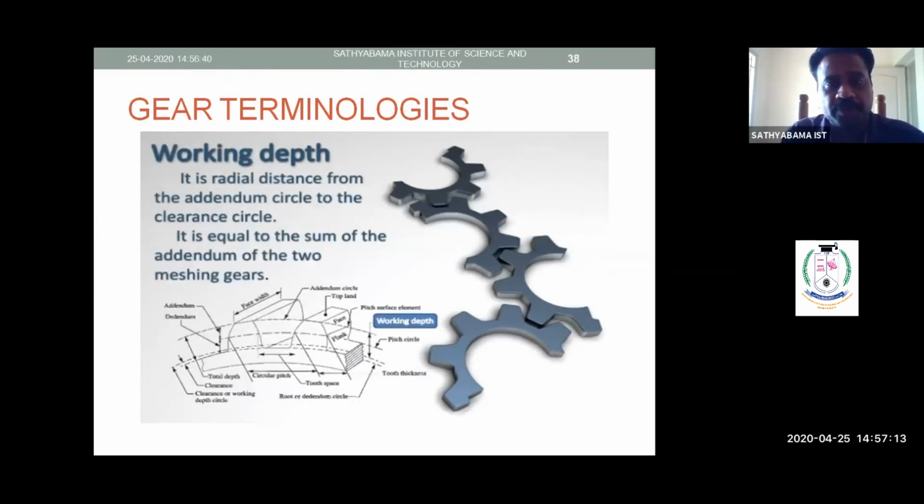Next, working depth. What is this working depth? Actually, it is the radial distance from the addendum circle to the clearance circle. Just now we saw what clearance is, the gap in the mating gears. It is also equal to the sum of addendum of two meshing gears. But it is not the same for all gears. Maybe true for spur gear. For different gears, based on the helix angle, there will be slight changes in this correlation.